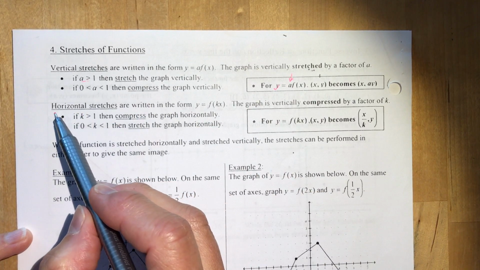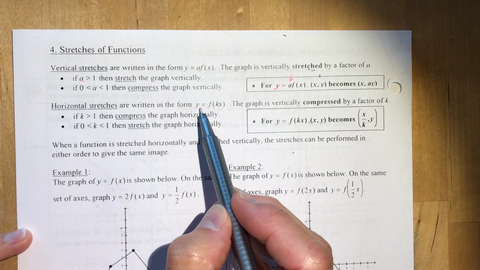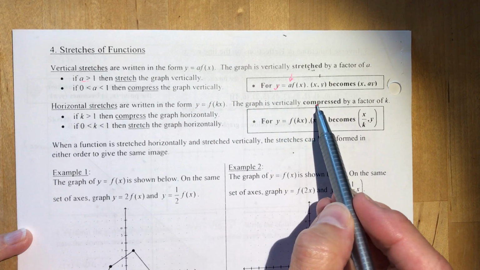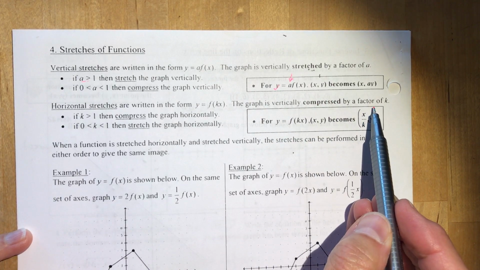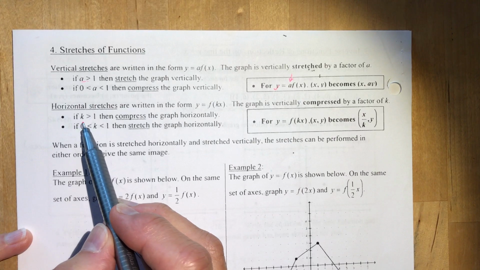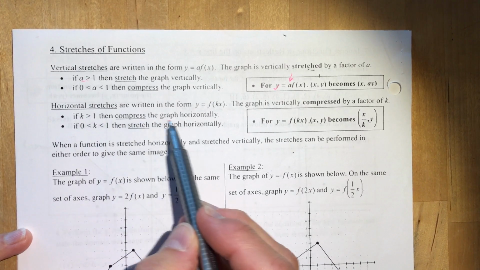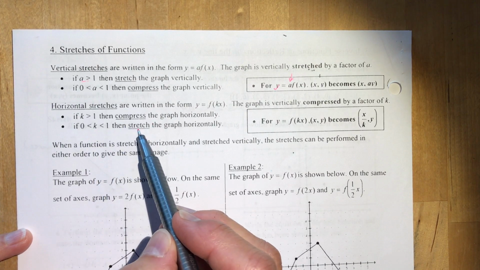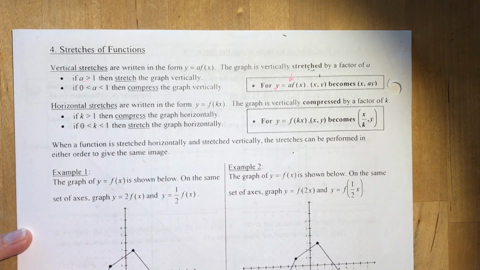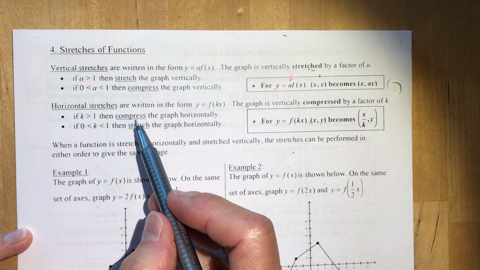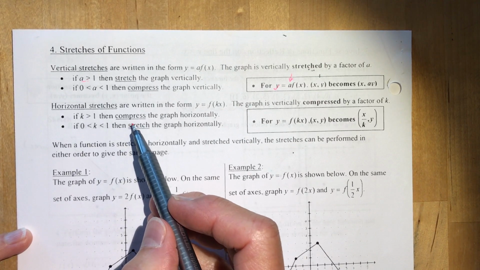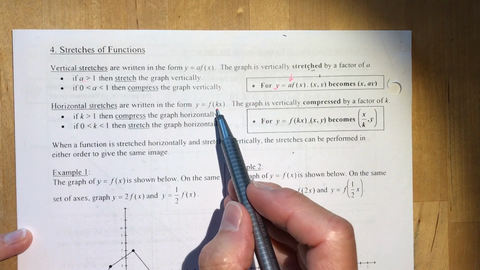Horizontal stretches are written in this form, y = f(kx). The graph is horizontally compressed by a factor of k. So it says if k is greater than 1, then you compress the graph horizontally. If k is between 0 and 1, then you stretch the graph horizontally. Okay, so that's all backwards, right? It doesn't make any sense. You think it would be bigger, you would be stretching it. But remember what I said about x's? Do you remember? They're weird, right? X's are weird.